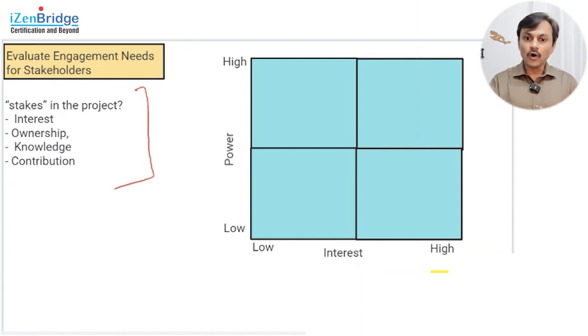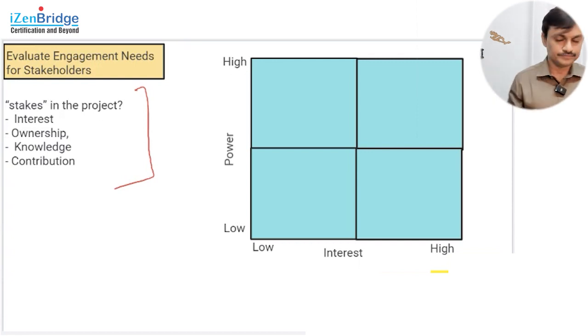Probably we hire him as a consultant. That's a possibility. Or that could be the person who is funding this idea and saying, I will make money by this particular carpooling app. So I need to understand the interest, ownership, knowledge, contribution of these people in the project, so that I can deal with them differently. I can engage with them differently.